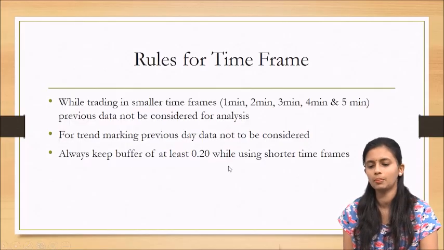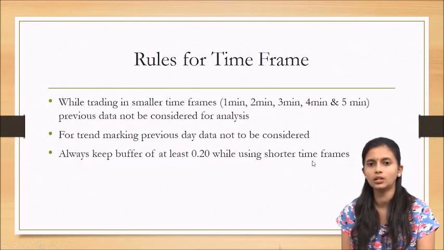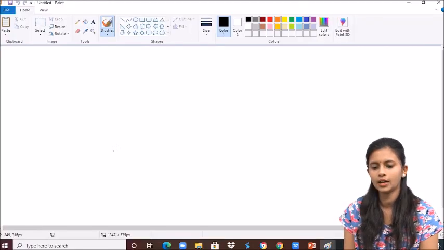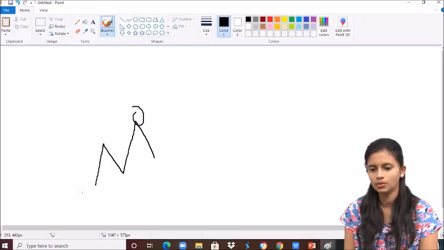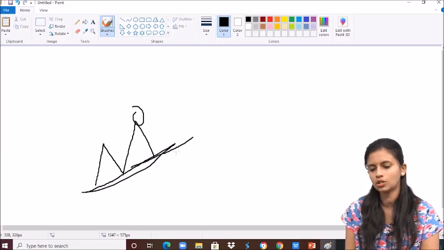Then always keep a buffer of 0.20 when you are working under shorter time frames. For example, for 30 minutes you can consider previous data. Before 30 minutes you cannot consider the previous day's data, but at 30 minutes or after you can. Say yesterday the stock made something like this and stopped there. The day closed over here. Today it again came like this. So now this can be your support. You can use this data.